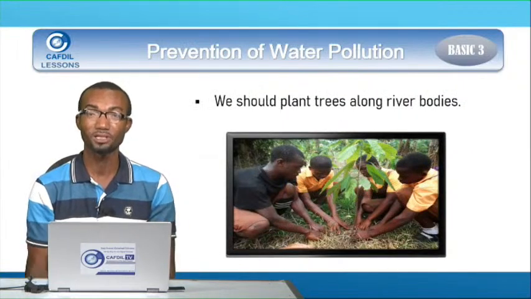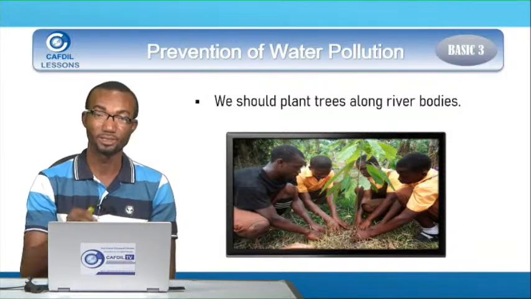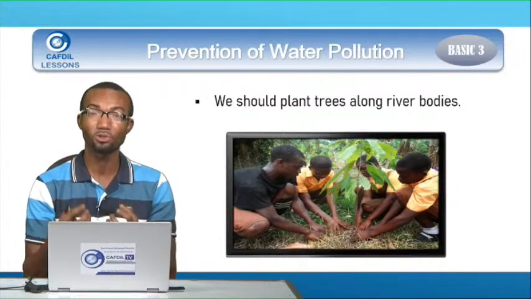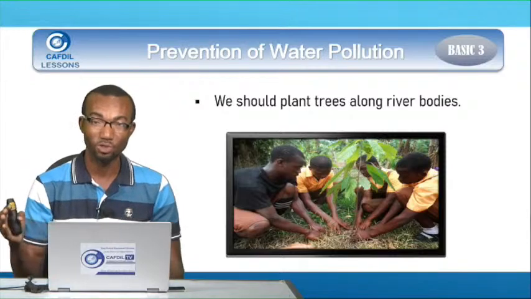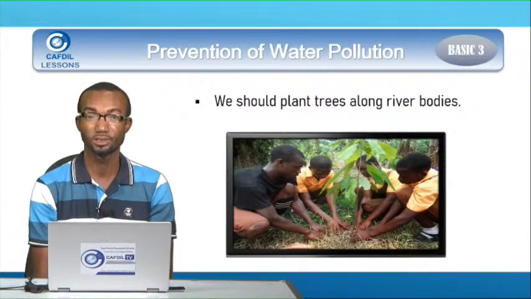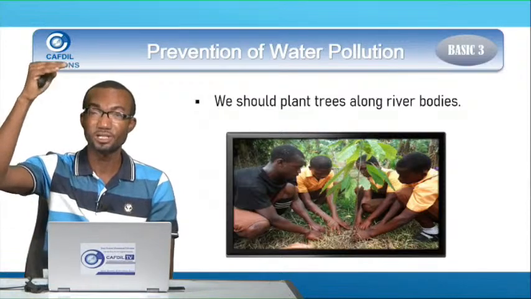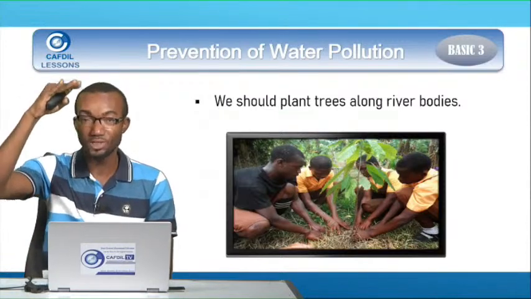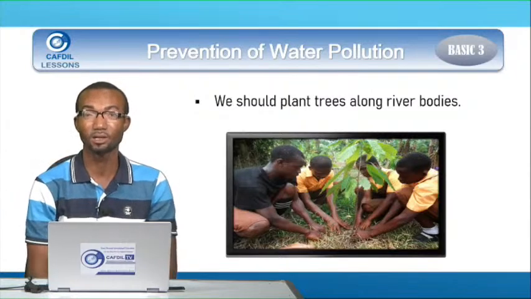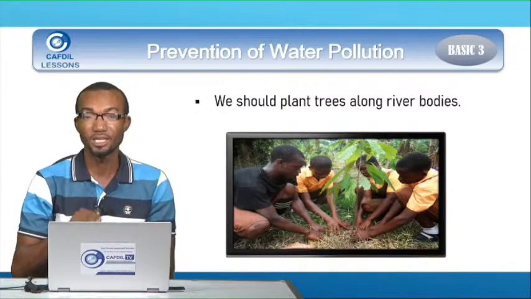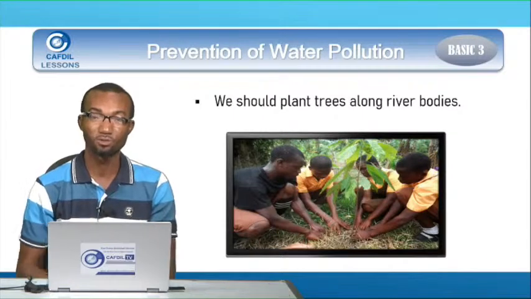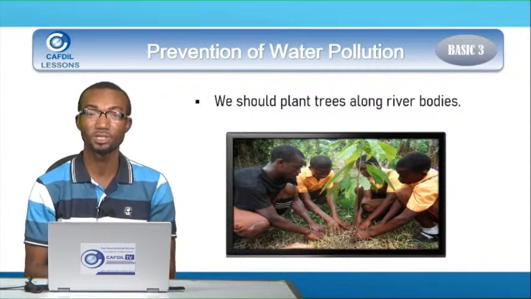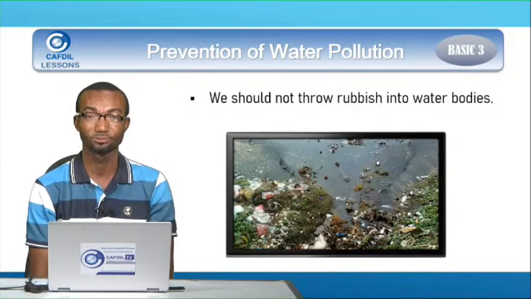And then we should also plant more trees, especially around river bodies. Trees also bring about rain. They also prevent erosion that washes the topsoil into water bodies. Because when it is raining and trees are all over, the rains will rest on the trees before it gets to the ground. And that reduces the impact of the rain directly on the soil. So if you plant more trees, it will prevent erosion and keep our water bodies for us.